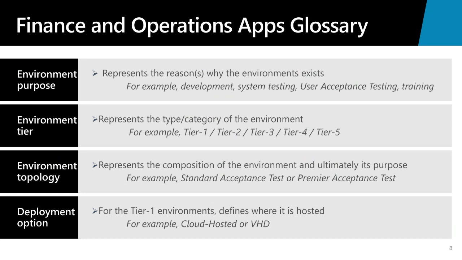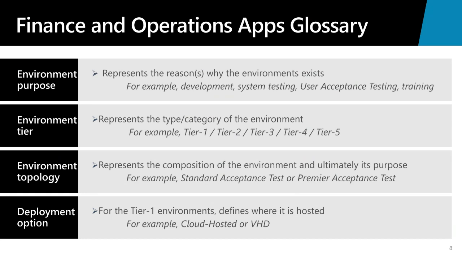The first one here is environment purpose. That environment purpose represents why an environment exists. The examples are development, system testing, user acceptance testing, training, and so on. Each one of your environments is assigned a tier, and the tier defines the properties of that environment. We have 5 different tiers, tier 1 through tier 5. We're going to talk a little bit later in the presentation about how to select the correct tier of environment and some differences that you'll have between tier 1 and tier 2 plus type environments.